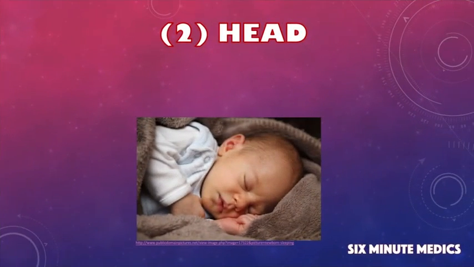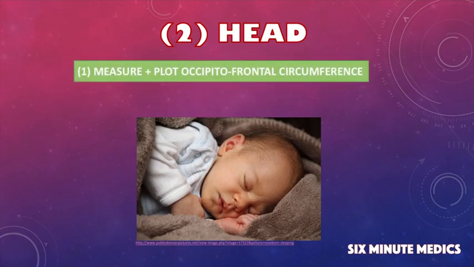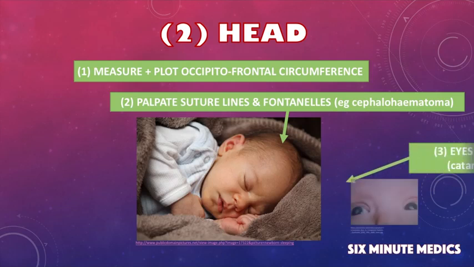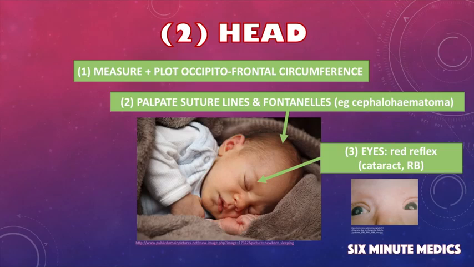Going on to the physical examination, as mentioned earlier, we will start at the head. Have a look at the shape of the head and is there anything obviously unusual? Have a feel of suture lines and fontanelles and use this as an opportunity to measure their occipital-frontal circumference, taking the biggest of 3 readings. Have a look at their eyes and using an ophthalmoscope, try and elicit a red reflex bilaterally. This excludes the potential diagnosis of congenital cataracts and rarely a retinoblastoma.